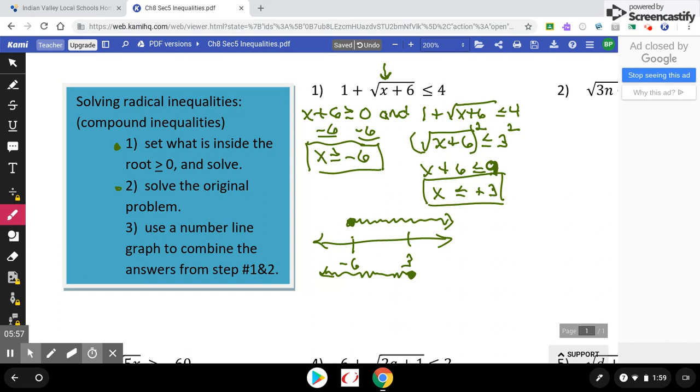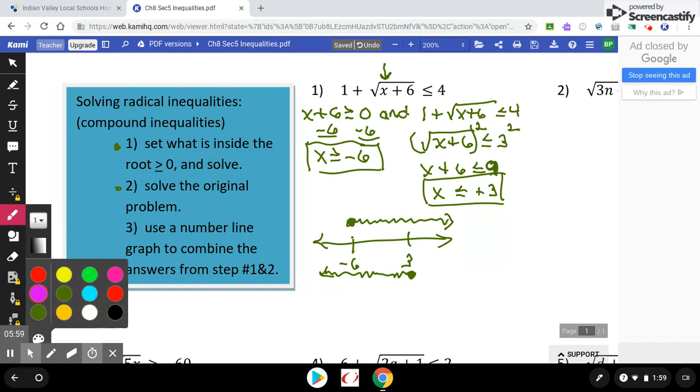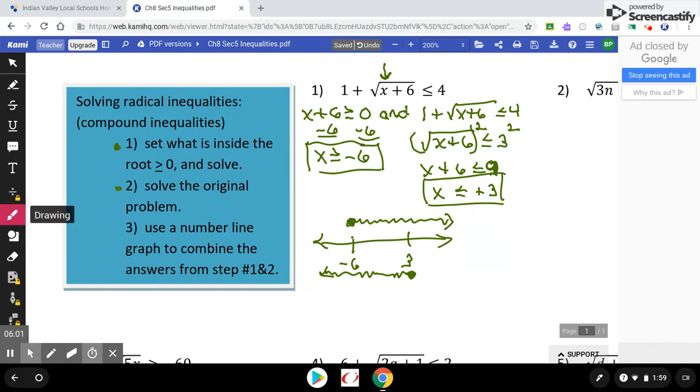Where do these guys overlap? Well, they overlap in between. So transfer that closed circle, transfer that closed circle. So we're going to use brackets for our solution set. And it goes from negative 6 to positive 3. The 3 also has a closed circle and therefore a bracket.